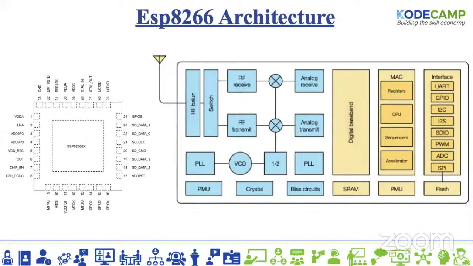Now, let's talk about the CPU. This CPU is a 32-bit Tensilica L106, so it's based on that processor. It's a little bit faster than Arduino.